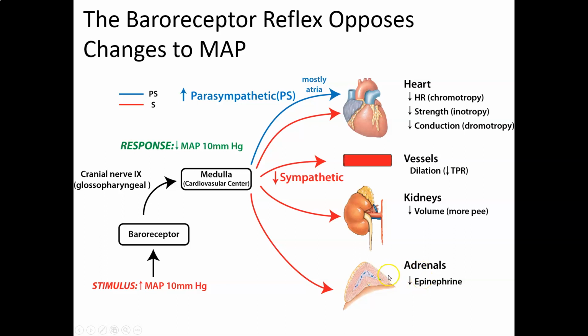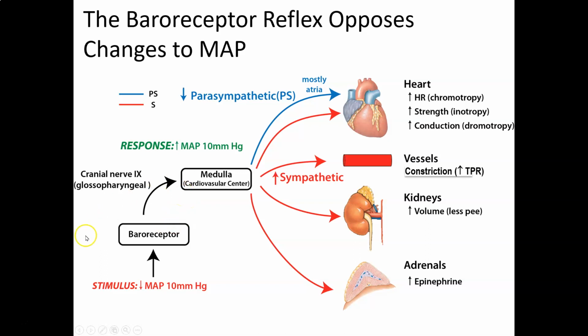Now, epinephrine is a hormone. It's called a sympathomimetic because it mimics the sympathetic nervous system. And if there's less epinephrine, there's going to be less support of the sympathetic. So that's going to decrease all these things as well. We can't forget about the parasympathetic. I like to do that last. Since the sympathetic went down, it means the parasympathetic has to go up. The parasympathetic goes mostly to the atria, so it'll affect primarily the SA node and the AV node. And if we increase the parasympathetic, it's also going to decrease the heart rate. It's going to have a small decrease in the strength, and a small decrease in conduction velocity. So that's the baroreceptor reflex.